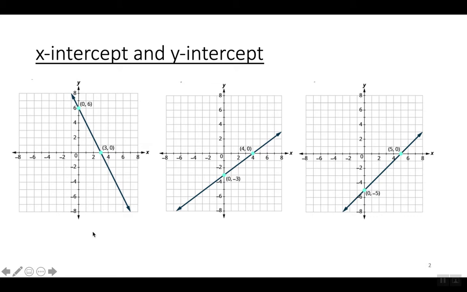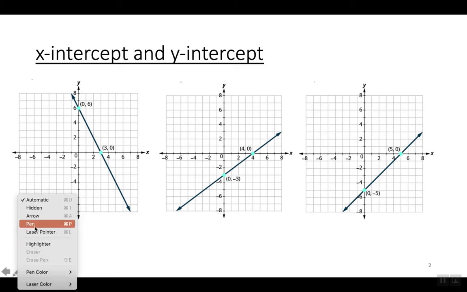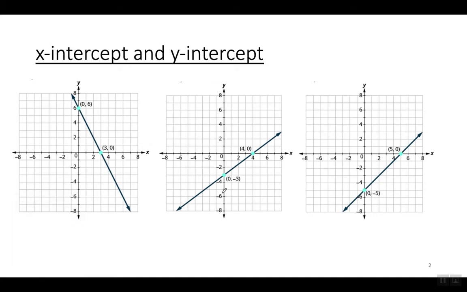All right, I have three different examples here. What I want you to see is this. First of all, just a reminder: in this line, the y-intercept is where the line crosses the y-axis. This is the y-intercept. In this one, the y-intercept is right here. And in this one, the y-intercept is right here.